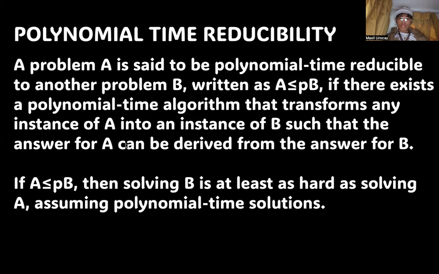So problem A is said to be polynomial time reducible to problem B, denoted by that formula, if there is a polynomial time algorithm that transforms any instance of A into B. The solution for A can be derived from the solution of B as well.